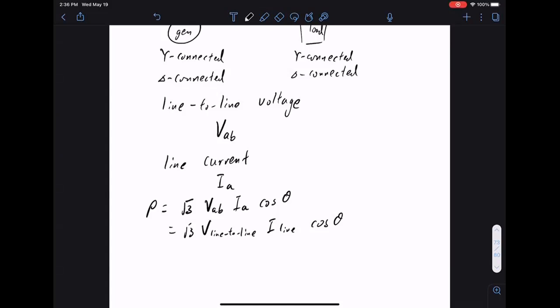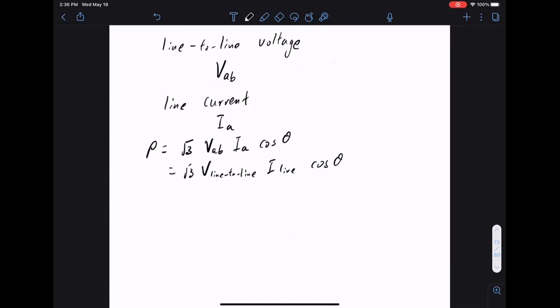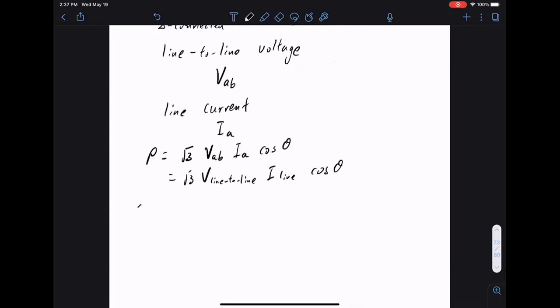Okay. So the reason we have this √3 sitting in front is the following. Suppose the entire system is Y connected: a Y connected generator and a Y connected load. Then we can write P equals 3 times VA times IA times cosine theta, right? Because the whole system is just three copies of phase A. So it's 3 times VA times IA times cosine theta.